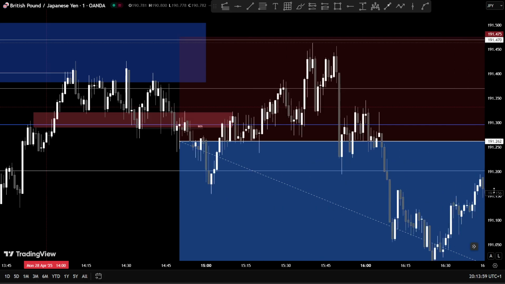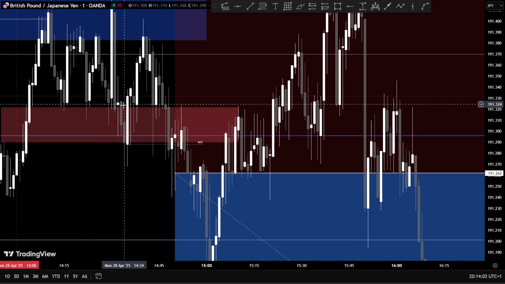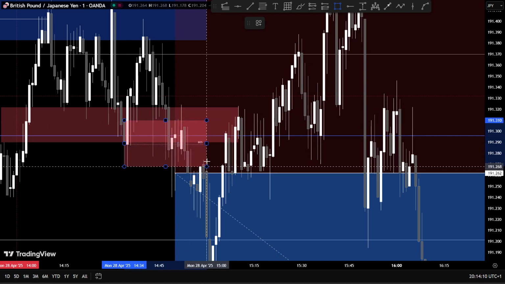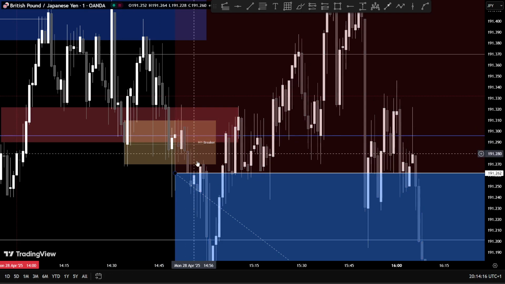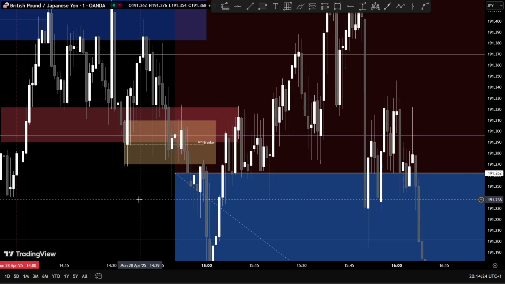As you can see, after retracing back into it, we retraced back into the breaker block. Also right here we have the breaker. Hold on. This retraced into the breaker block, and then we have these lows. 1-minute break of structure below these lows and the close. Boom, enter off of that.